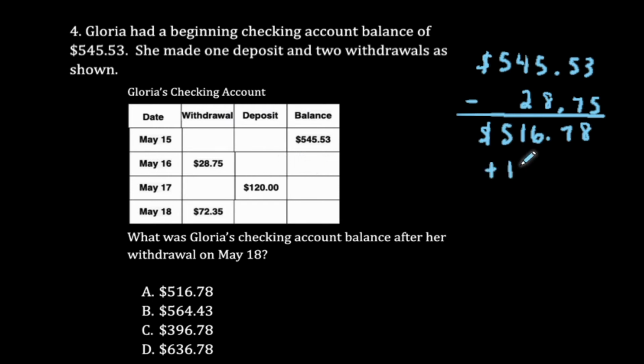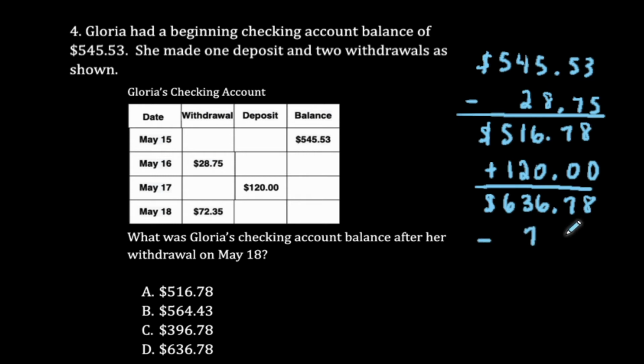Okay, and then on May 17th, she made a deposit of $120. So she added to her checking account. Okay, and so that is $636.78. And then she made a withdrawal of $72.35. So you have to subtract $72.35. And so that left her with a remaining balance of $564.43, which is answer choice B.